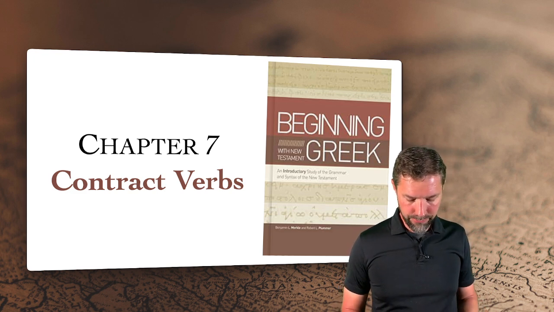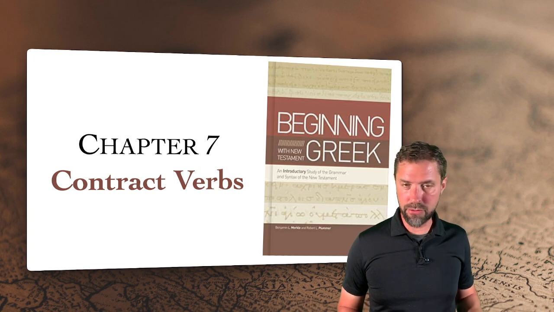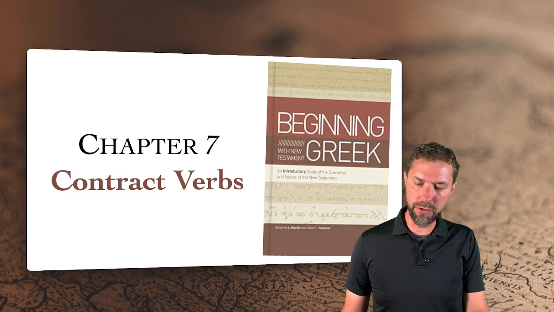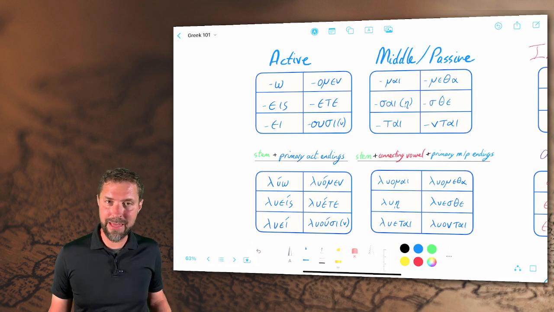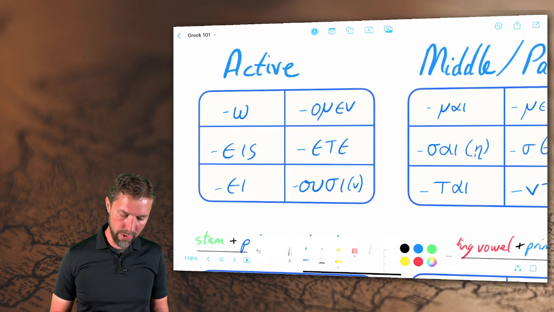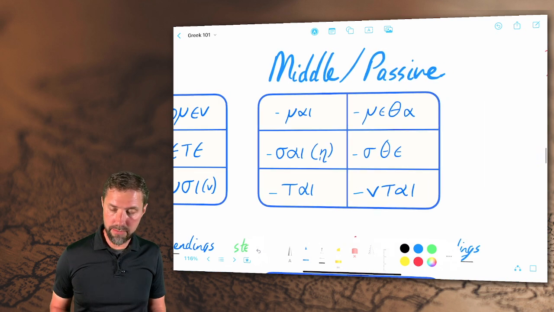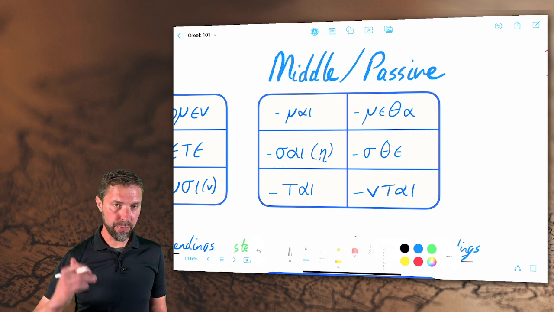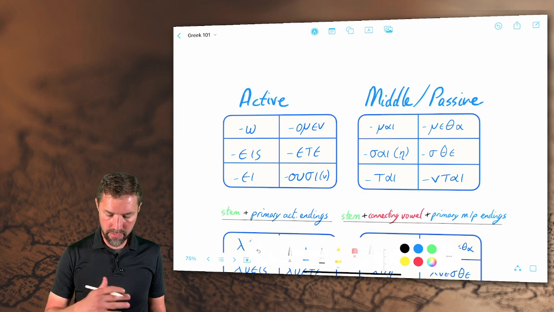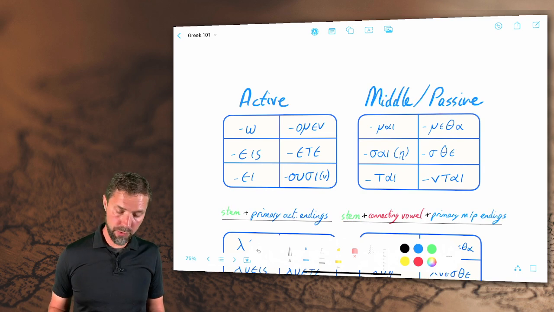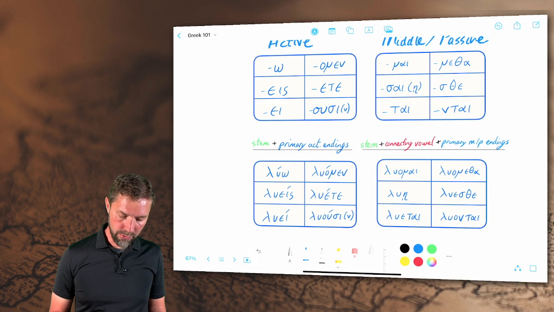Okay, now in order to get started with contract verbs, we really have to go back and do a quick review of how verbs in general work, some of the forms that we've learned so far. What we've studied are the present forms and the imperfects. Under the present, the charts you wanted to memorize were the present indicatives, in the active and the middle passive. And then what you learned was that you would combine these endings with the stem. The stem is derived, as you recall, by taking this luo form.